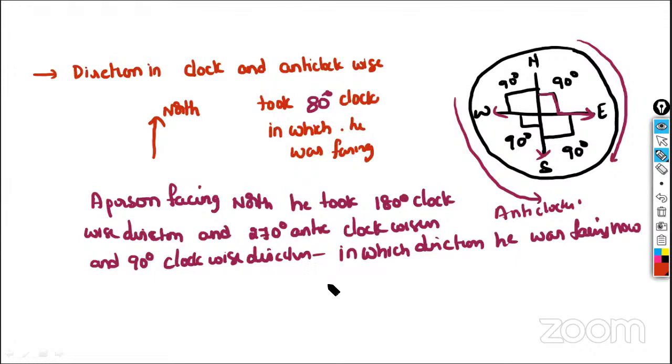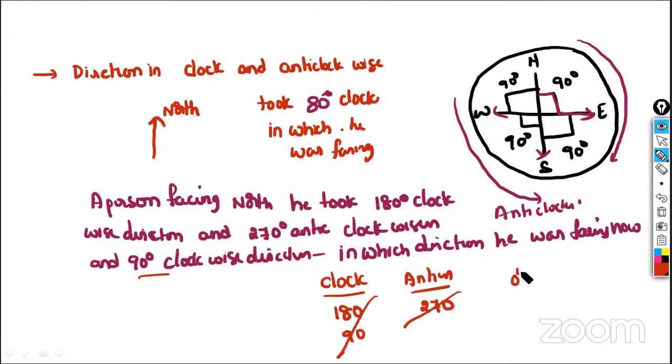So when seeing the diagram, we can take it as clock, anti-clock, right? Clock how much? 180. And further clock 90. Here anti-clockwise how much? 270. See, clock how much? 270. Anti-clock how much? 270. Both will be cancelled now. That means 0 degrees, nothing to change. So he is facing what? North. Okay, he is facing north.